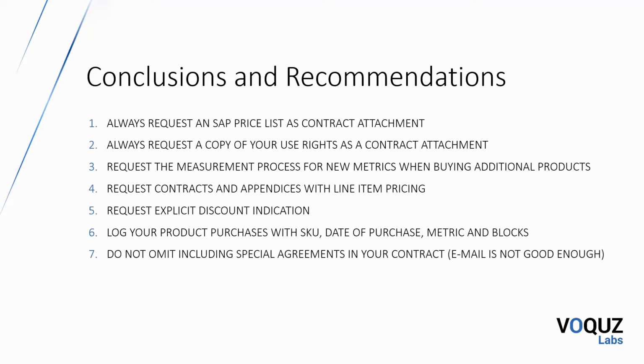Request explicit discount indication so that for the future you know what discount should apply to subsequent purchases. Log your product purchases with SKU data, purchase metrics and blocks to make sure you understand how you've bought products in the past, and don't omit including special agreements in your contract. Email evidence simply isn't good enough.